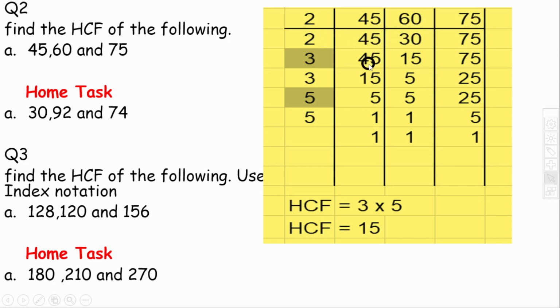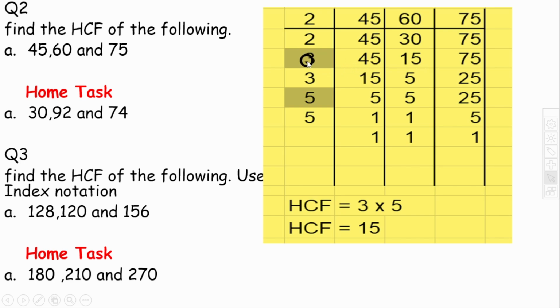So 2 in 45 is not possible, so we write 45. 2 in 30, 2 in 3 is 1, remainder 1. So we put 1 here, it becomes 10. 2 in 10 is 5, that's 15. So 2 in 75 will give us a remainder, so we don't divide it, we write 75 down.